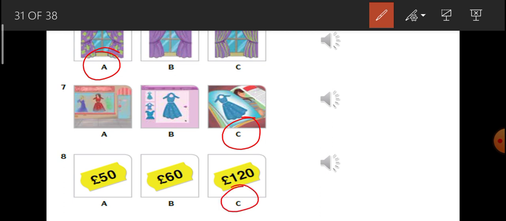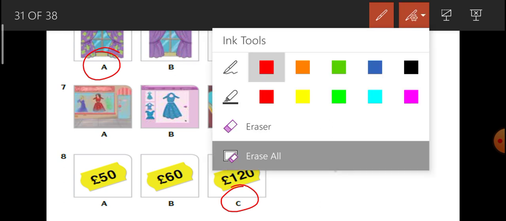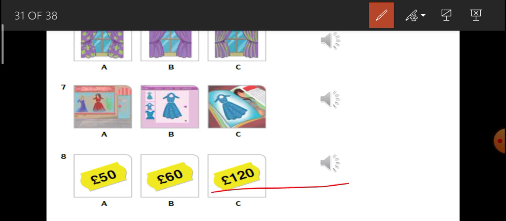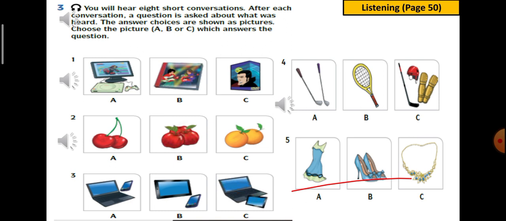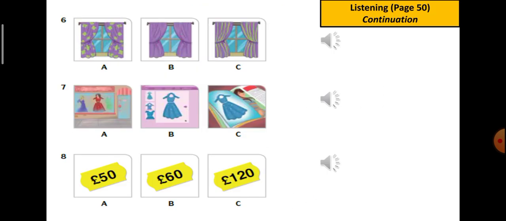Now, how was that activity? Was it easy? Did you apply the technique that I told you, to go through the pictures and try to make sense of it? It helps you in a way. All right, class. So this is the activity for our listening for today. And there is another activity that I would like you to do.